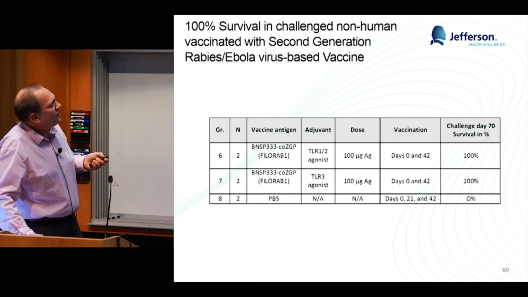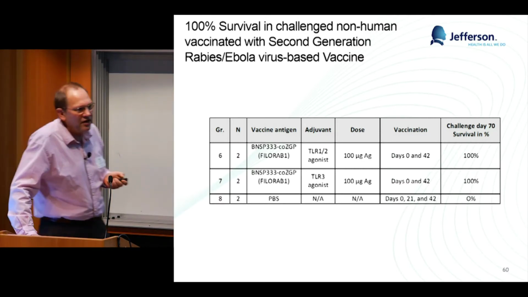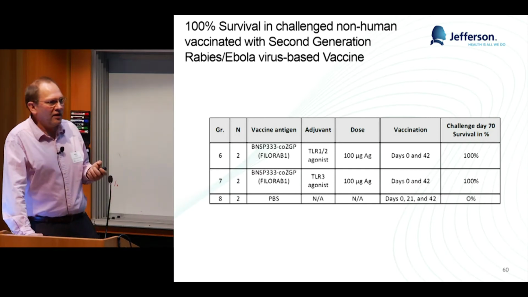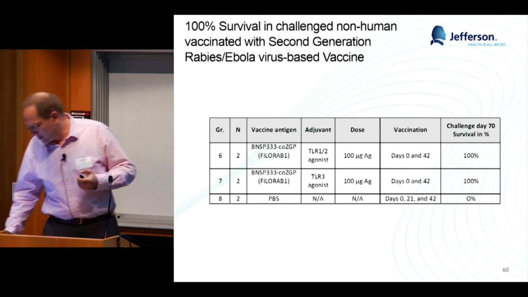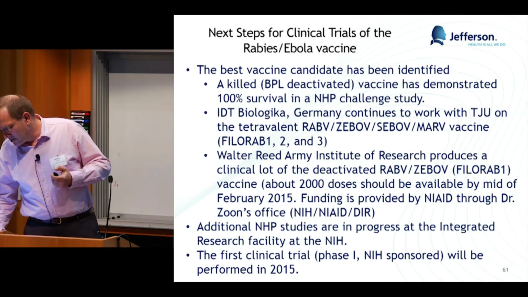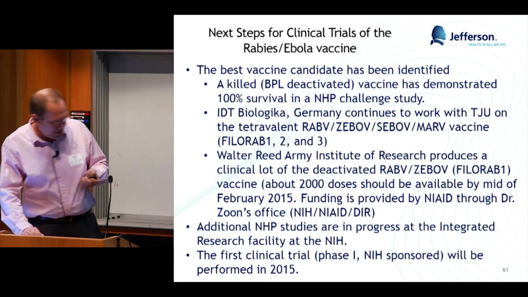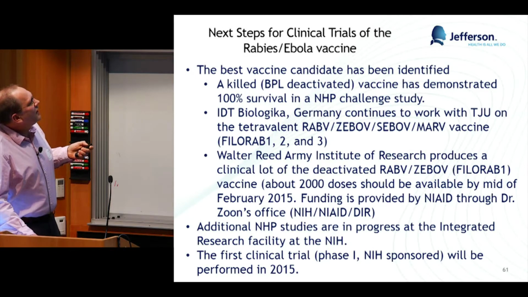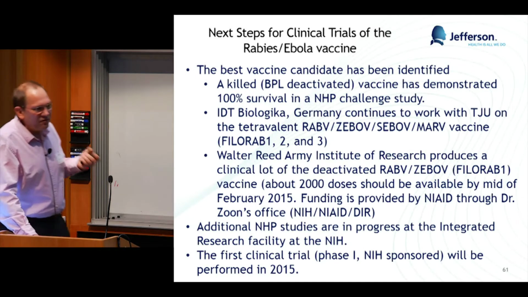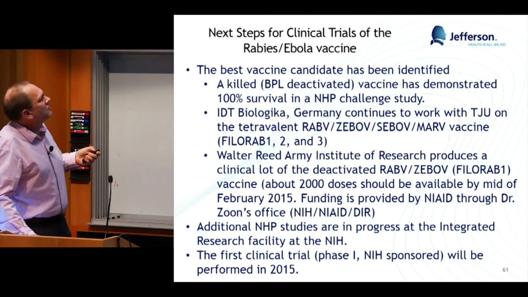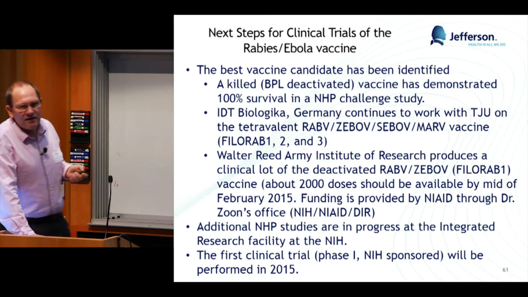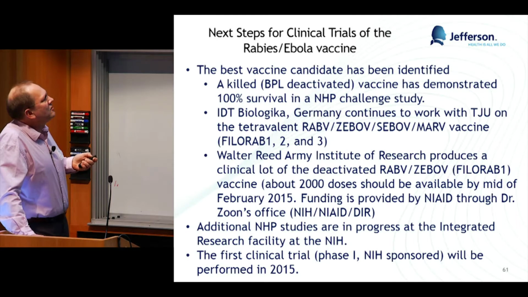So the question is certainly, can we get it without adjuvants, which would be the preferred way to go, because I learned that adjuvant really makes your life very difficult with the FDA. So in conclusion, I think we identified the best candidate, at least for rabies virus, with the codon optimized. We think that BPL inactivated vaccine is the best we can use.